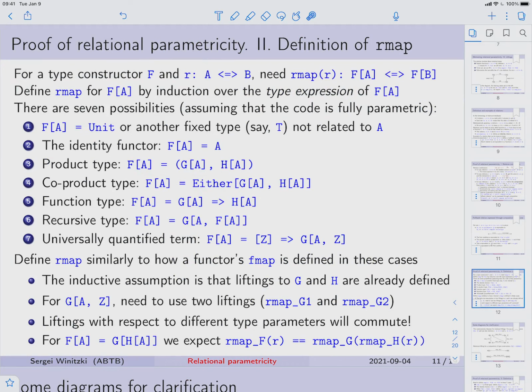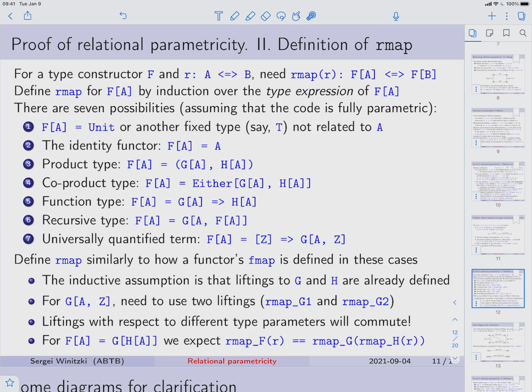We need to lift relations to a type constructor. So this is a central place in understanding of parametricity, relational parametricity, is that relations can be lifted to an arbitrary type constructor. And the result will be a relation between f of A and f of B, if you had a relation between A and B. How does this work? Because the code needs to be fully parametric, the type of that code will be not an arbitrary type, but it will be made of specific types and type constructions.